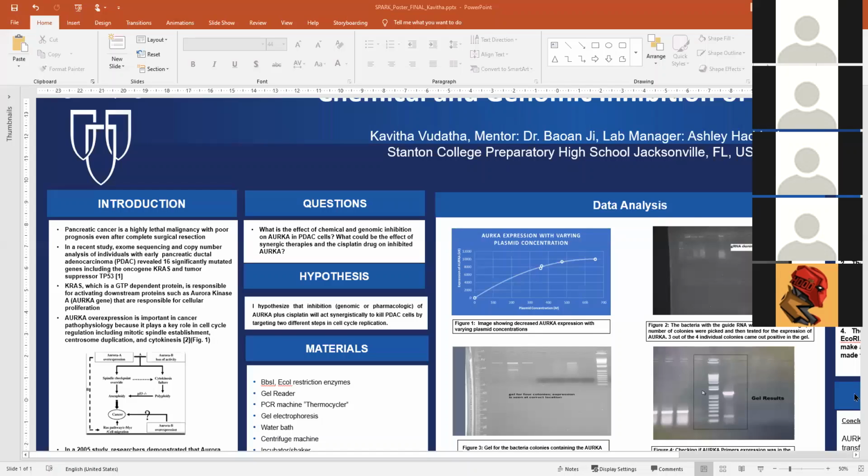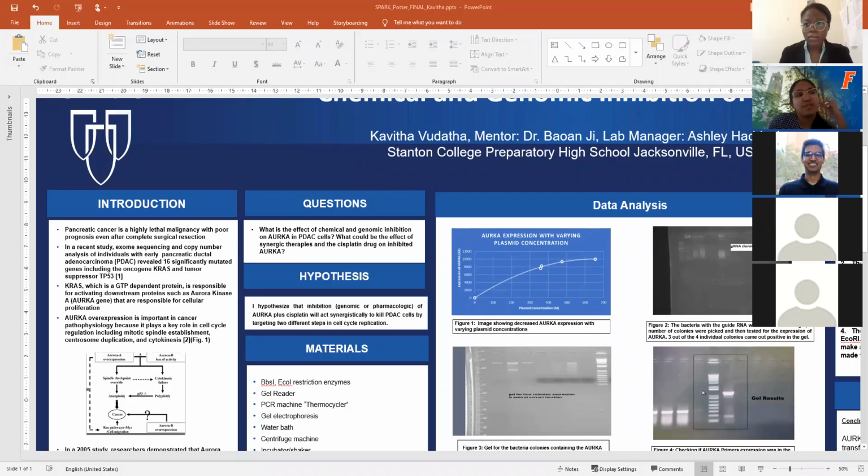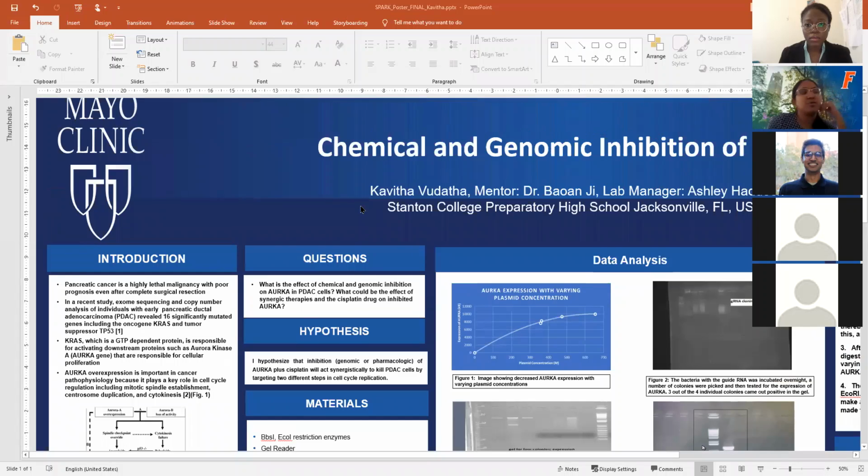One of the basic ideas for a research poster that you really want to keep in mind is to always make sure that it comes back to a central idea for your project. For example, in my project, I was focused on looking at chemical and genomic therapies for pancreatic cancer. So every time I went through each section of my poster, I had to tie back to the central idea of looking for a potential therapy apart from the ones that already exist.